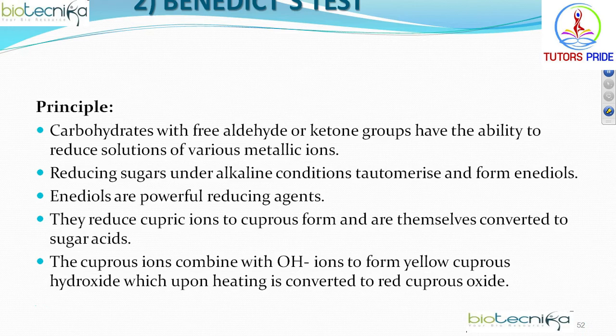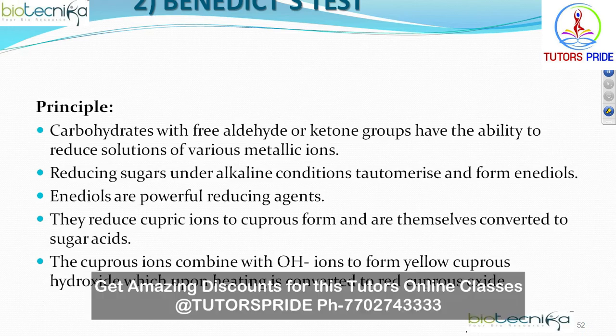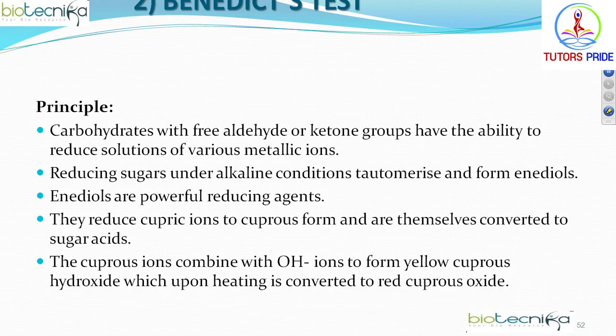Okay, then Benedict test, what is that? Carbohydrates with free aldehyde or ketone groups have the ability to reduce solutions of various metallic ions. So what is the main principle behind that? Carbohydrates having a free aldehyde or ketone group can act as a reducing agent for different metallic ions. Reducing sugars under alkaline conditions tautomerize and form enediols. This is the main principle behind that.